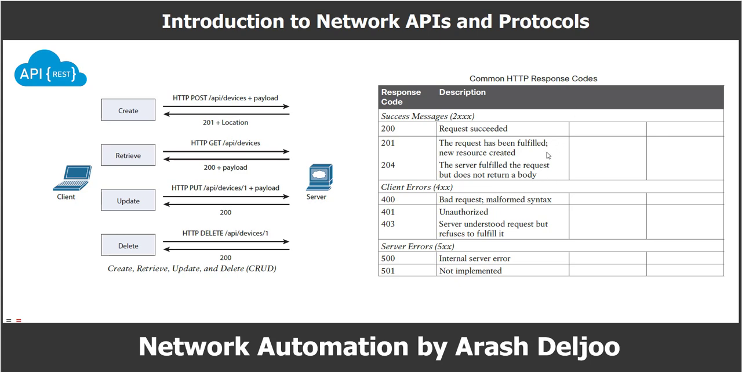This table lists some common HTTP response codes. I explained all of them previously, but for now let me review the success messages. Messages starting with 200 mean the request succeeded. 201 means the request has been fulfilled and a new resource created. And 204 means the server fulfilled the request but does not return a body. But we also have some error messages, related to client errors or server errors.